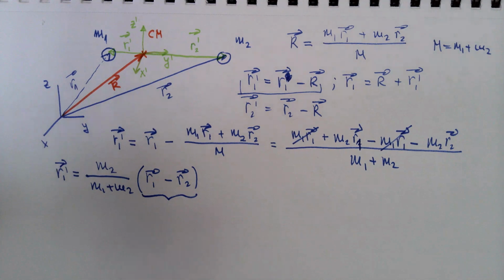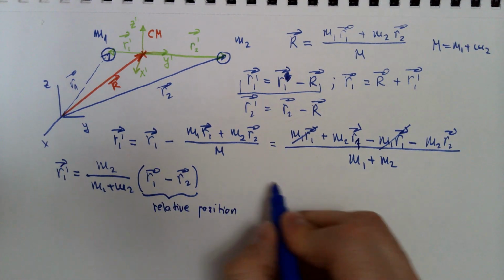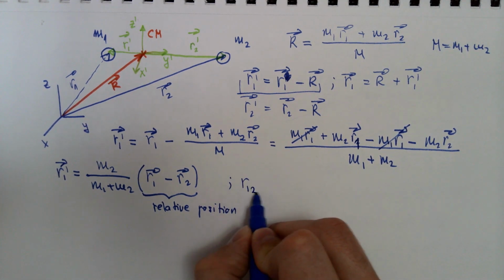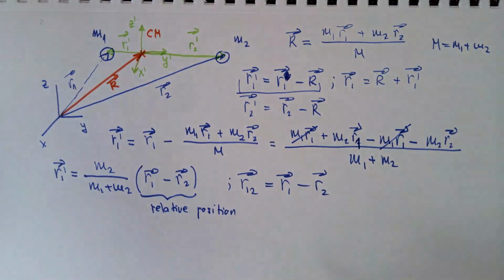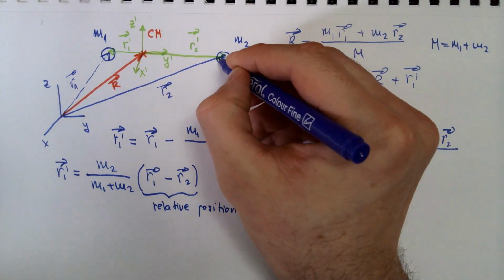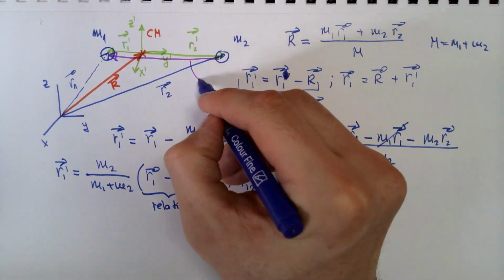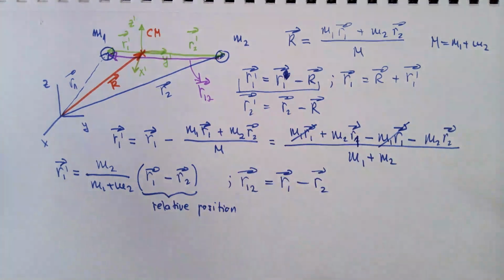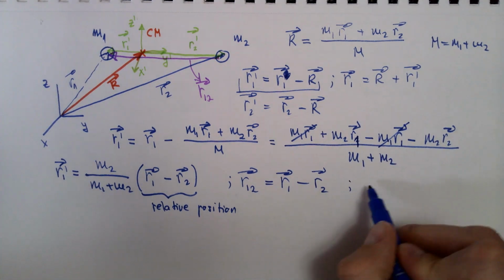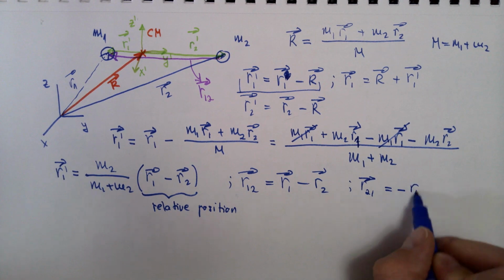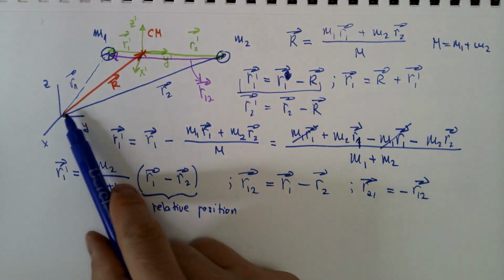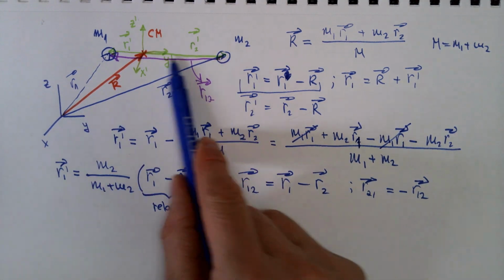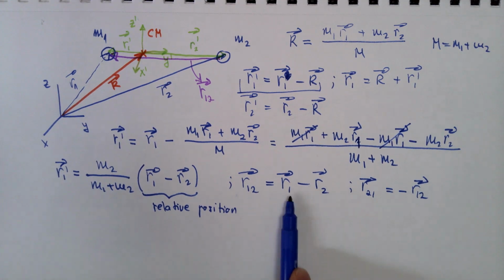This term over here is called relative position, and we usually denote it as r12, and that is r1 minus r2. So that is the relative position between particle 1 and particle 2, and that would be this vector. So this vector would be r12. Notice that the relative position r21 is simply minus r12, because that would be this same vector but pointing in the opposite direction. And you can again see from vectors that r2 plus r12 is r1, which is in accordance with this equation over here.